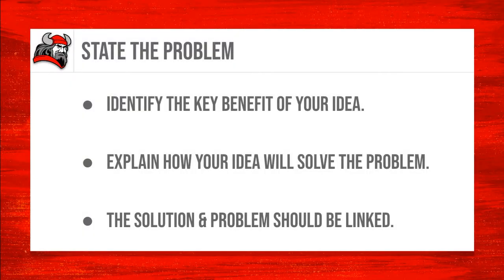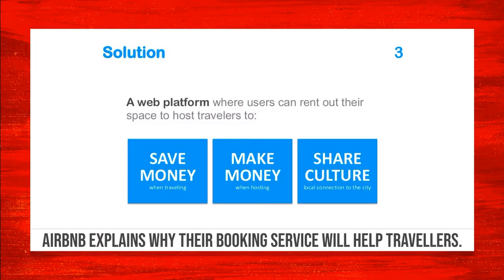You want to identify the key benefit of your idea, linking it to the problem so that it should be very intuitive to understand how your product is going to solve this issue. And here's Airbnb's second slide, how their platform is going to allow the renters to save money and the landlords to earn extra money.